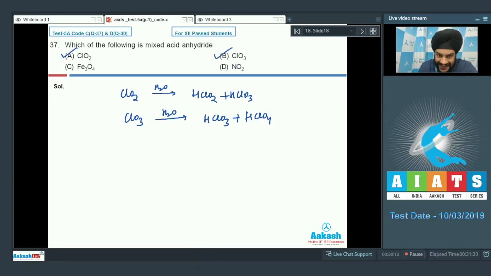If we talk about option C, Fe3O4, this is not acidic in nature. It is a basic compound. So this cannot be an option. And if we talk about the last structure which is given to us, that is NO2. So when NO2 is dissolved in water, it gives us HNO2 and HNO3. So this is also a mixed acid anhydride. So for question number 37, we have to select the correct answer as option A, option B and option D. Let us look at the last question in this section.